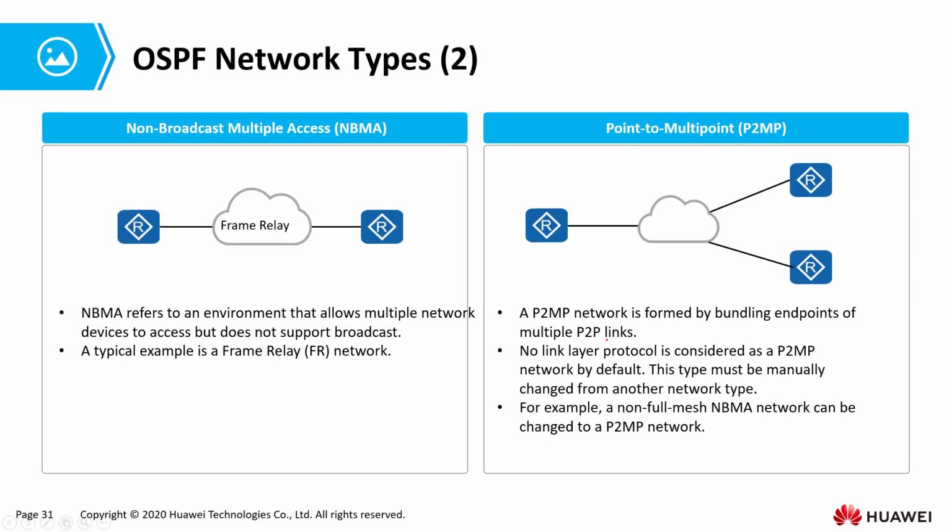The other network type is the non-broadcast multiple access, NBMA. So when we use frame relay, for example, we are going to default to non-broadcast multiple access. It allows multiple network devices to access, but it doesn't support broadcasts, meaning you have to define neighbors manually. Now, as I've said, frame relay will default to that, but we also have point to multipoint, where you have some kind of point-to-point logical design. This point actually connects to different points, as you can see in the network. So a point-to-multipoint network is formed by bundling endpoints of multiple links, but as you can see, it is a modification of a different network. So a non-link layer protocol is considered a point-to-multipoint network by default. That one has to be manually changed from another network type. An example of this is a non-full mesh, non-broadcast multiple access network, which can be changed to a point-to-multipoint network.